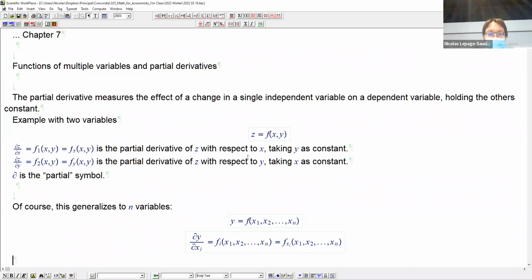So is it important in economics? Yes. We always use this. This is the ceteris paribus assumption.